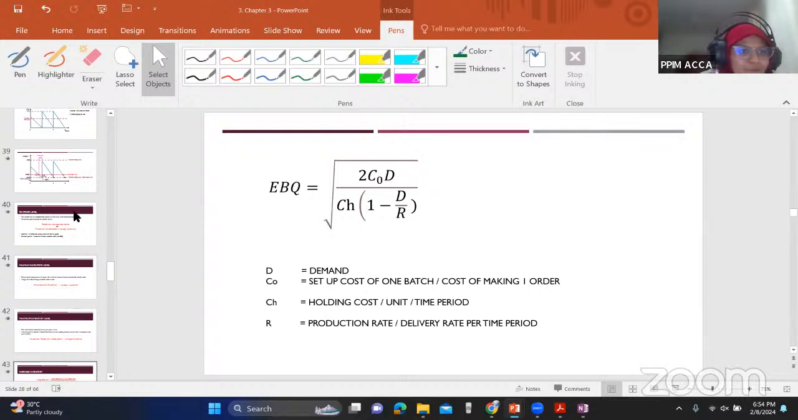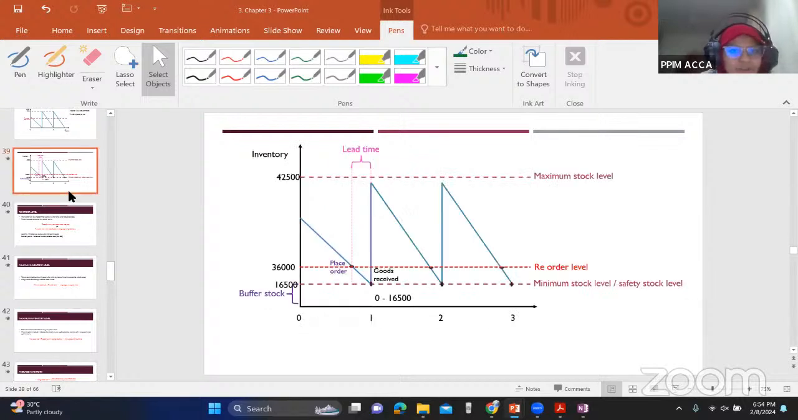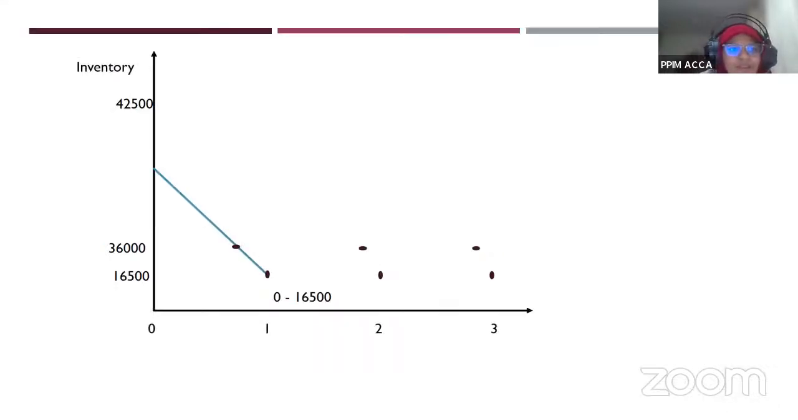Then we have to look at something called monitoring inventory levels. Just a few words that you have to know. Let me show that also. I don't want to leave anything untouched. Let's say, for example, we know that our EOQ is 42,500, the quantity that we will order.